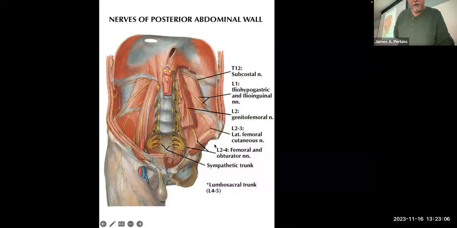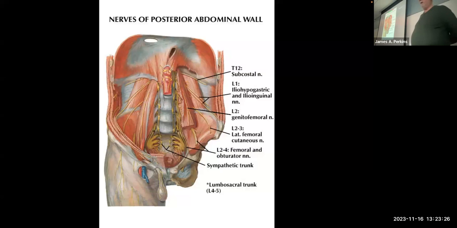And that's actually derived from branches of L2, L3, and L4. Just medial to the psoas major muscle is another nerve, also derived from L2, 3, and 4, called the obturator nerve. Another one that people seem to misspell a lot or mispronounce. People want to call it the operator nerve. It's obturator nerve.